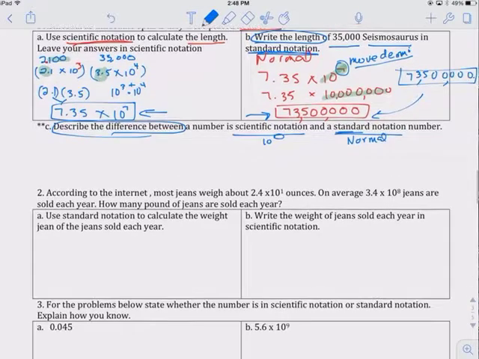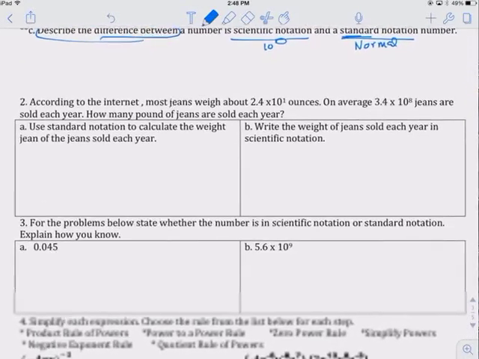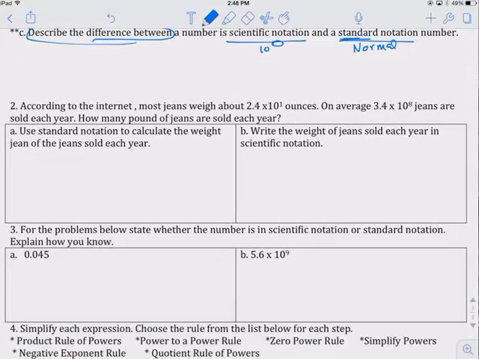Okay, number two, it's backwards. Do you see number two? According to Ennett, most genes weigh this much. In scientific notation, right? On average, 3.4 times 10 to the 8th power genes are sold each year. This is how many genes are sold each year. Is that a lot or a little? A lot. How many genes are sold each year?